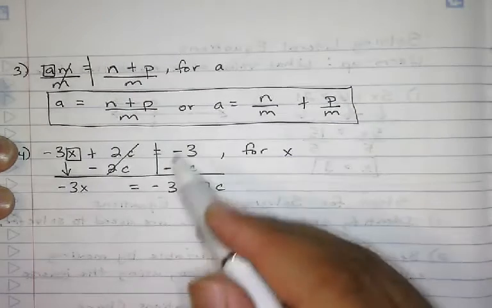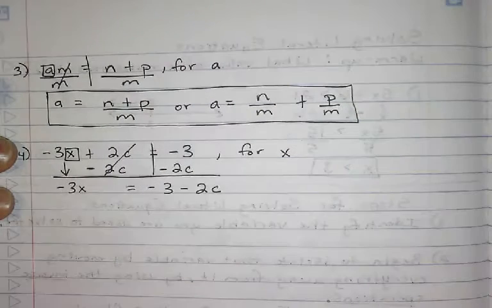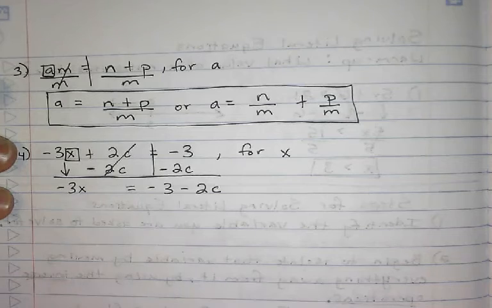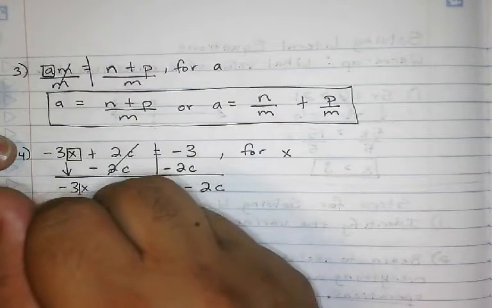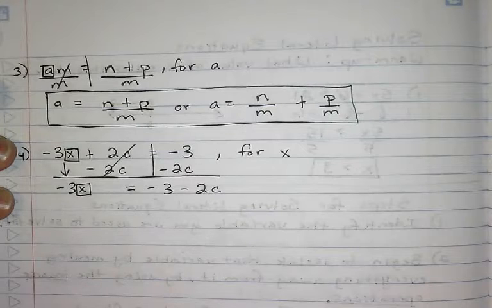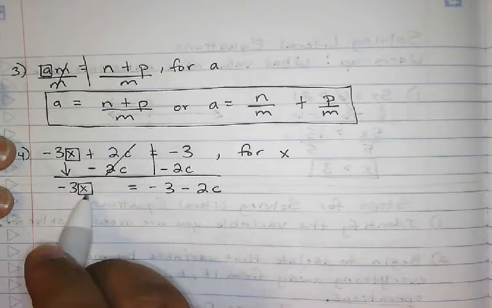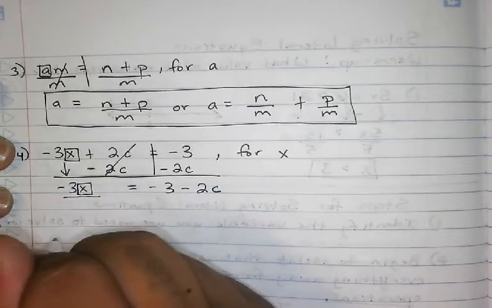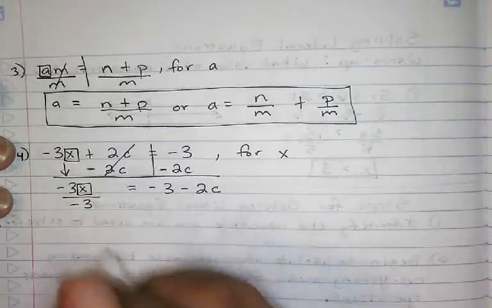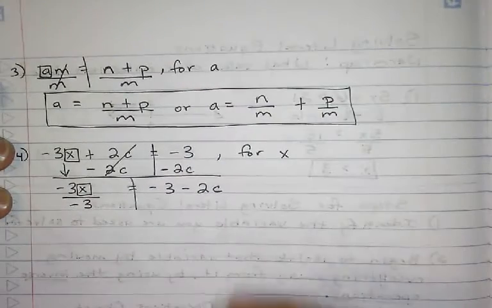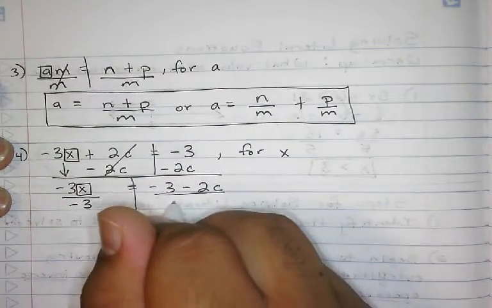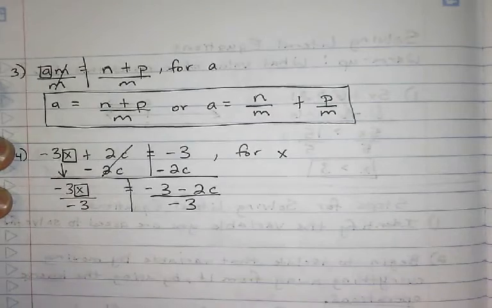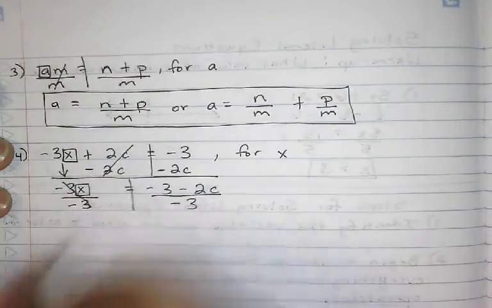You can't do anything with the numbers because they're not like terms, so I just put negative 3 minus 2c. Again, I'm still trying to solve for x, so I've got to box it up. This is negative 3 times x, right? The inverse operation of multiplication would be division. So I want to divide by negative 3. Whatever I did to one side, I've got to do to the other side. So my negative 3's cancel out.